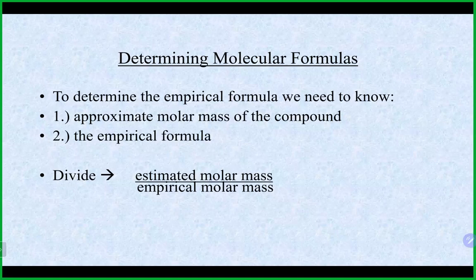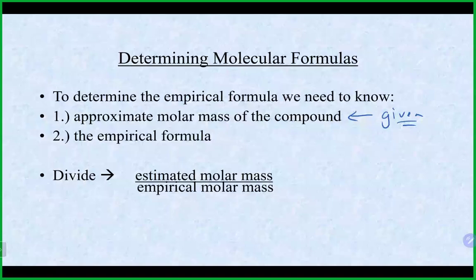Once you do that, you need the approximate molar mass of the compound. The good news on this one is it is usually given to you in the problem. Somewhere in the problem, they'll say, hey, the molar mass of this compound is 180 grams per mole.